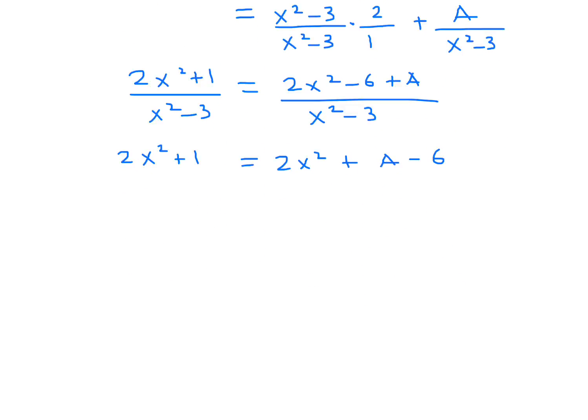And now that means the 2x squareds disappear, and we just get left with a minus 6 is equal to 1. And solving for a, a is therefore equal to 7.